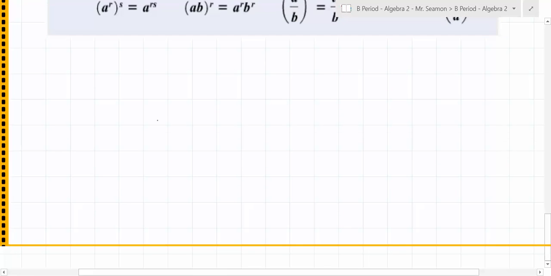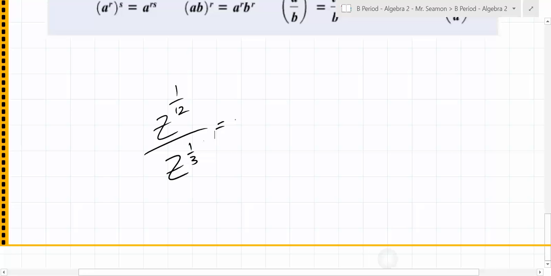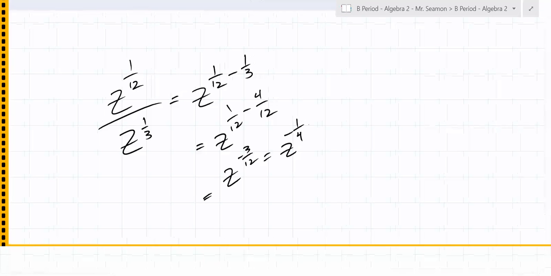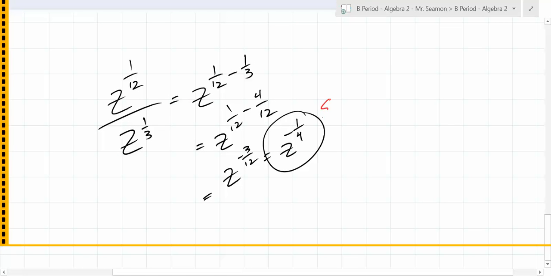So for example, if I had z to the 1/12 over z to the 1/3, how do you simplify that? What do you do with the exponents? You subtract them. So that would be z to the 1/12 minus 1/3. So you need a common denominator. How many 12ths is 1/3? There's 4. So that's going to be 1/12 minus 4/12, which is z to the negative 3/12, which is z to the what? Negative 1 over 4, right? So this right here, that's called exponential form.